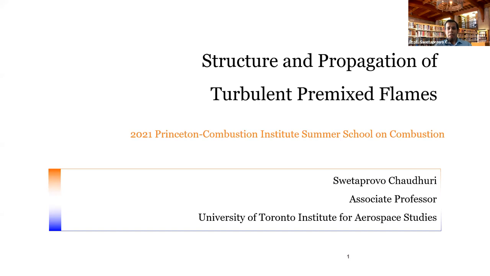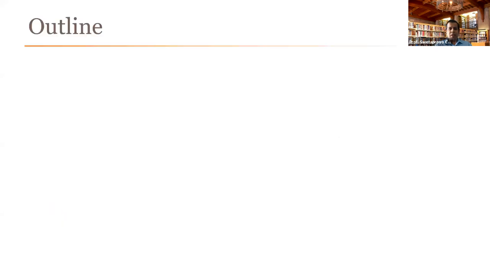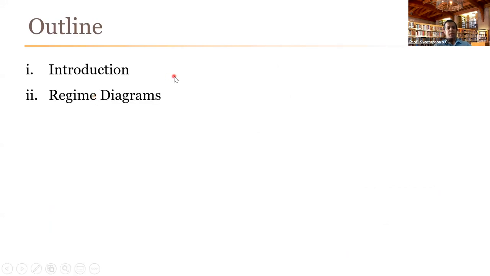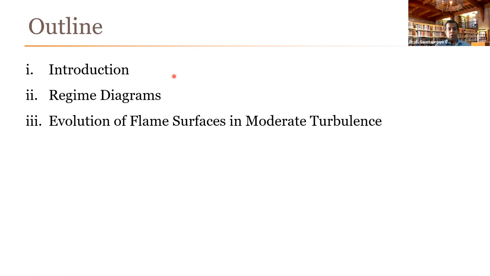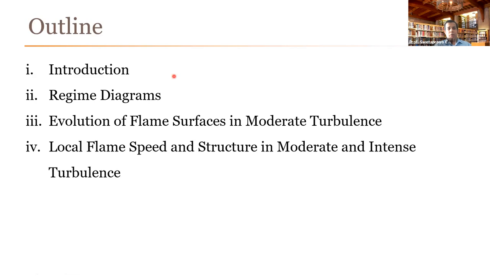So, okay, structure and propagation of turbulent premixed flames. Before we delve into the detailed technicalities, here is the outline. So first, we're going to look into the introduction. Introduce the topic, followed by a discussion on the regime diagrams, the classical regime diagrams that many of you are aware of, as well as some of the new developments that have taken place. Then we are going to look into the evolution of flame surfaces in moderate turbulence, followed by local flame speed and structure in moderate as well as in intense turbulence. So this is all about local description of the turbulent premixed flame, how the local flame speed evolves.